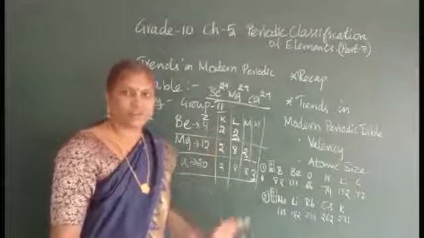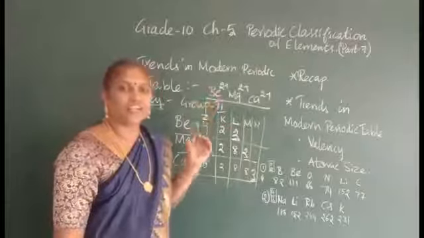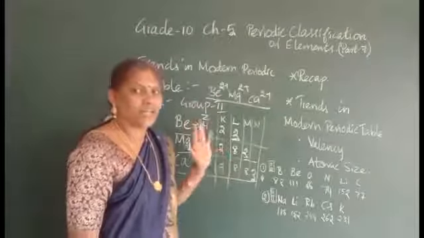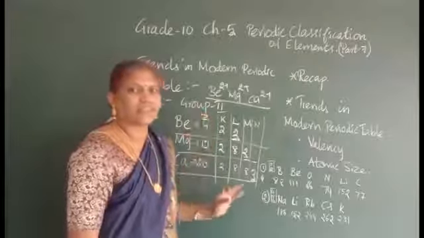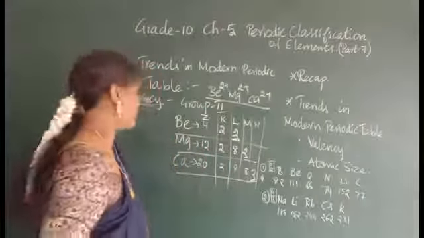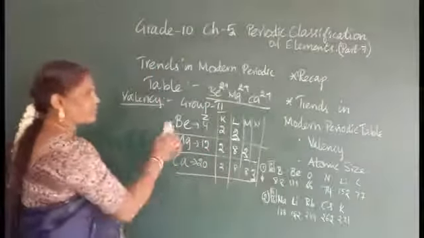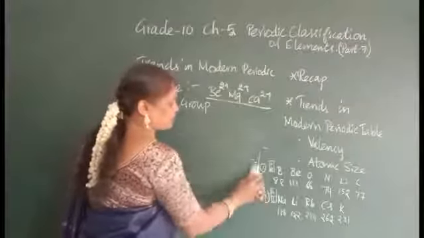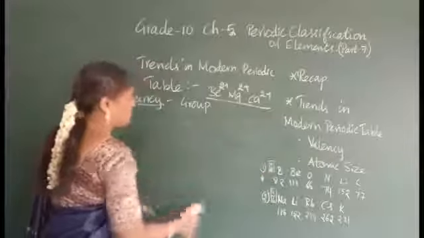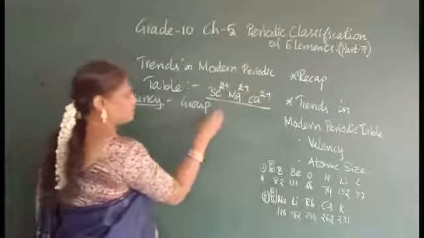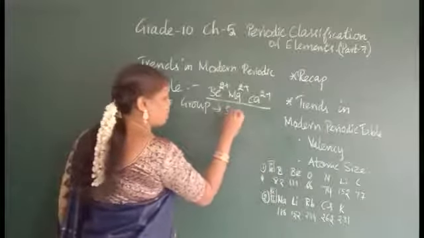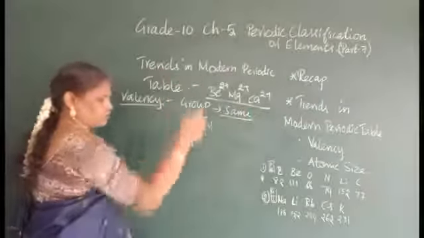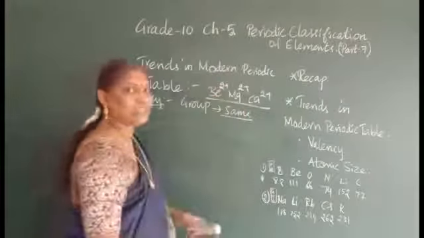The valence electrons will be the same. The valency also will be the same. So in a group, what happens? The valency remains the same in the group. Now you can understand what happens to the valency in the group. It will remain the same. So valency will be the same throughout the group.